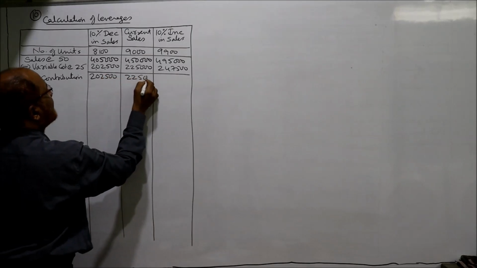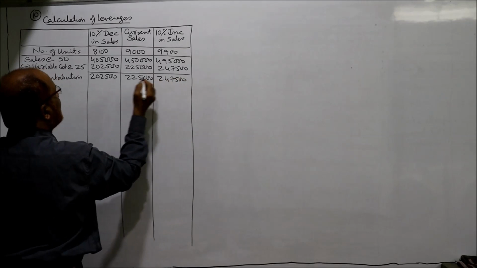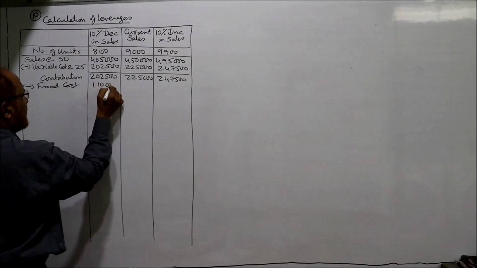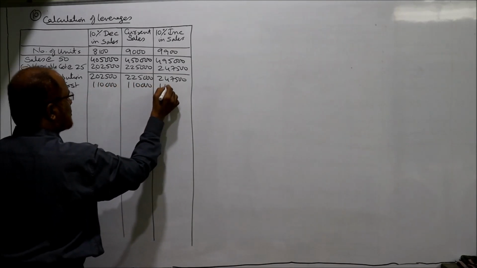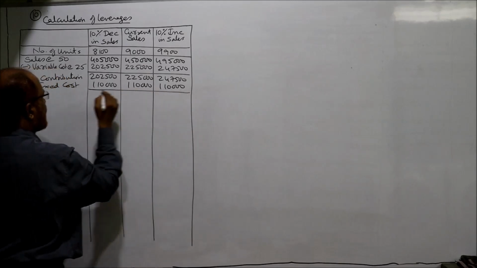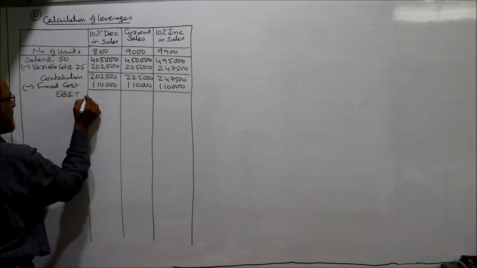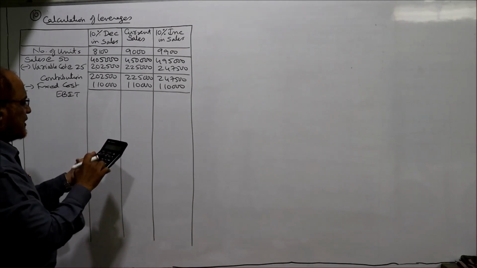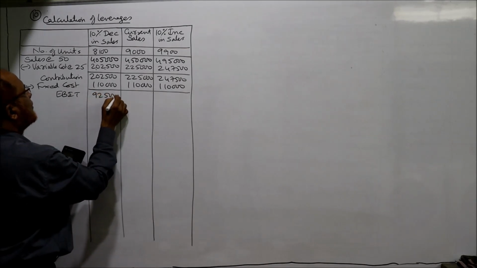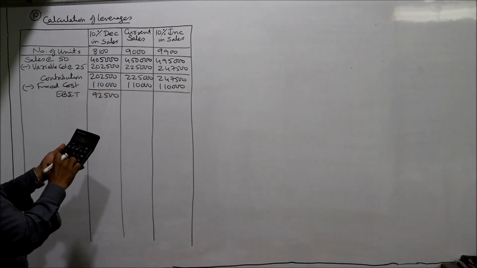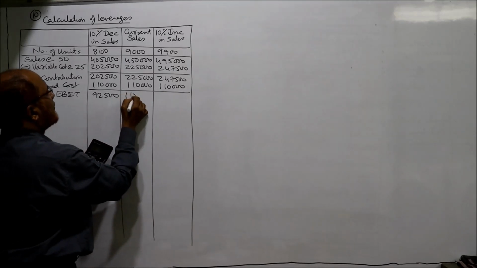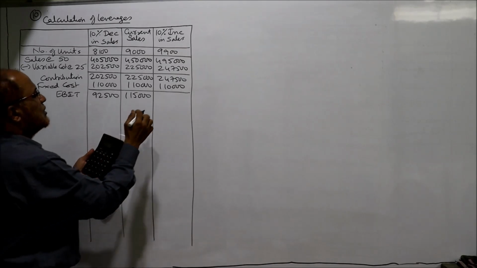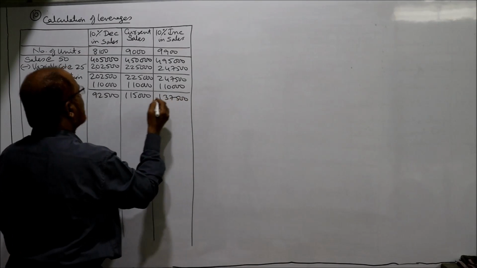2,02,500, 2,25,000 and 2,47,500. From contribution, deduct fixed cost. The fixed cost is given in the problem as 1,10,000. EBIT. So 2,02,500 minus 1,10,000, 92,500. Similarly, 2,25,000 minus 1,10,000, 1,15,000. 2,47,500 minus 1,10,000, 1,37,500.